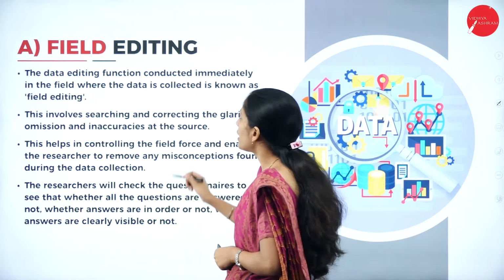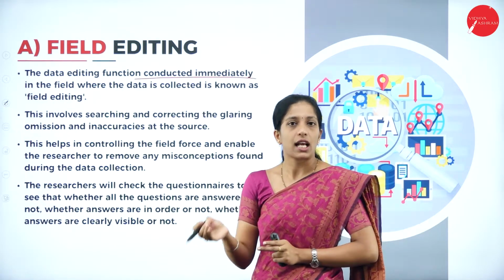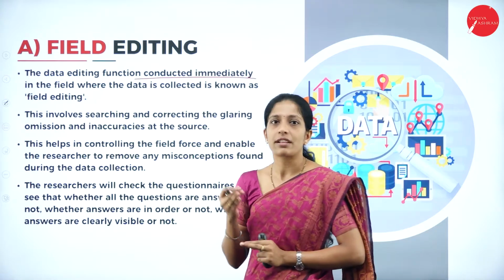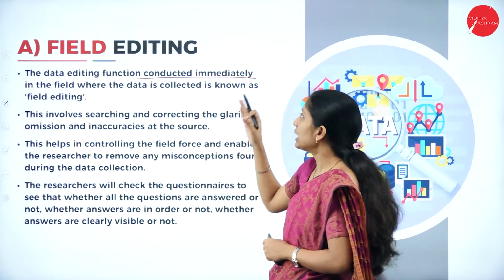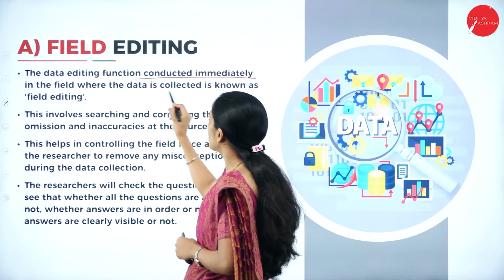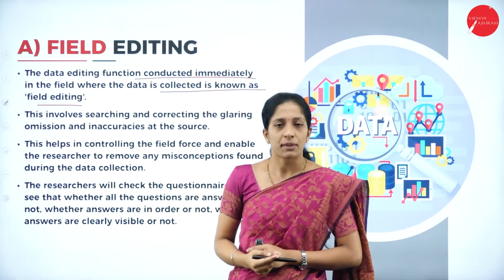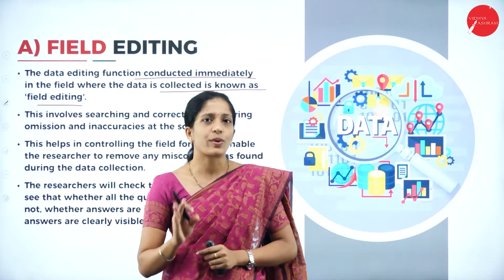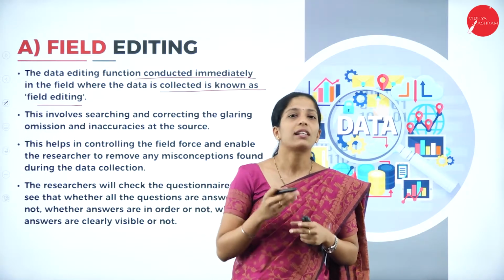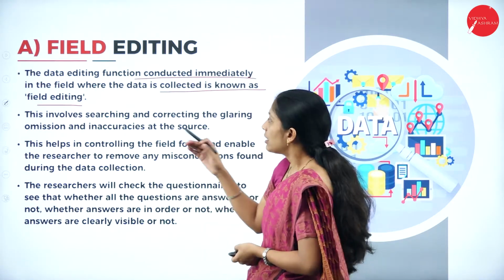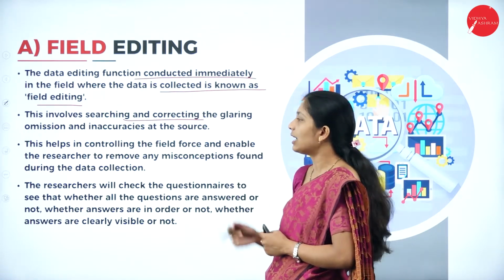So the data editing function conducted immediately in the field, the place where data is being collected, where the editing takes place there itself, is known as field editing. Hope you are clear with the meaning of field editing. It is very simple. Field editing means the editing will take place immediately where the data has been collected. This involves searching for and correcting glaring omissions and inaccuracies at the source.